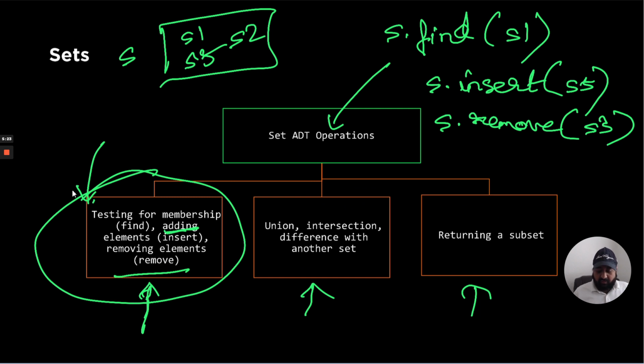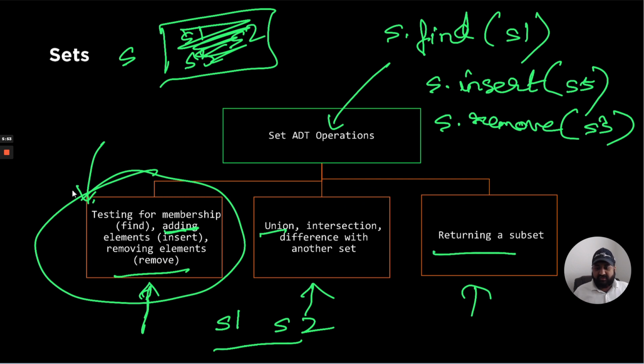The second set of operations provided by the set ADT is what happens if we have two sets, let's say S1 and S2. Don't confuse S1 and S2 with this. So let's say they are two independent sets. What can we do with two collections or two independent sets? We can have a union operation which joins them, an intersection which finds the common elements, and the difference which we are going to see very shortly.